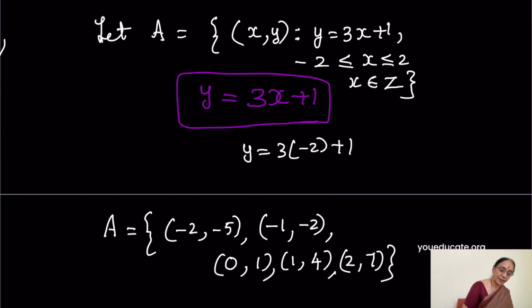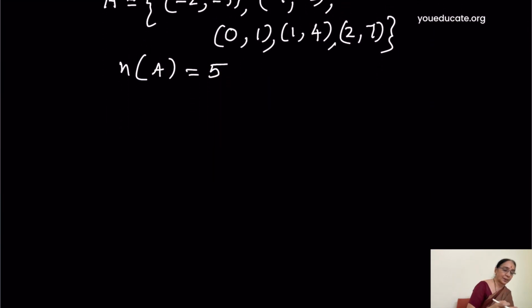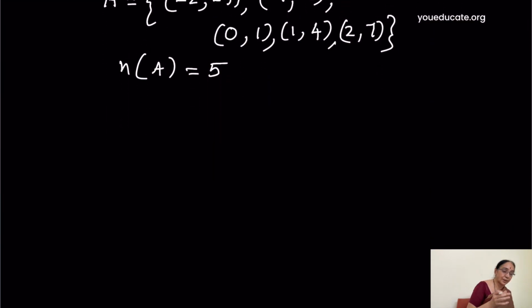So here there are 5 ordered pairs in this set. So n of A is 5. And what are these? These are 5 distinct points on the line when you graph y is equal to 3x plus 1, a straight line, and these are 5 points on that line. So this is one other example in sets where you can have ordered pairs as elements.